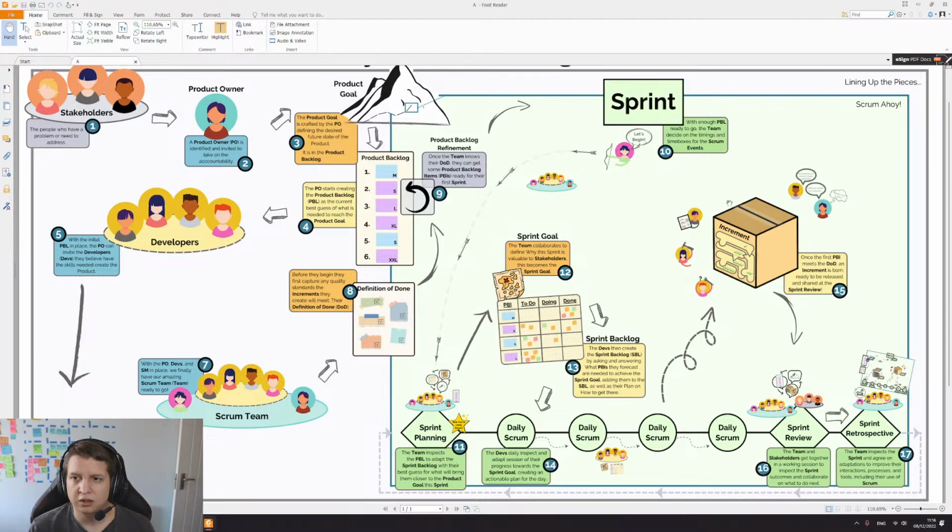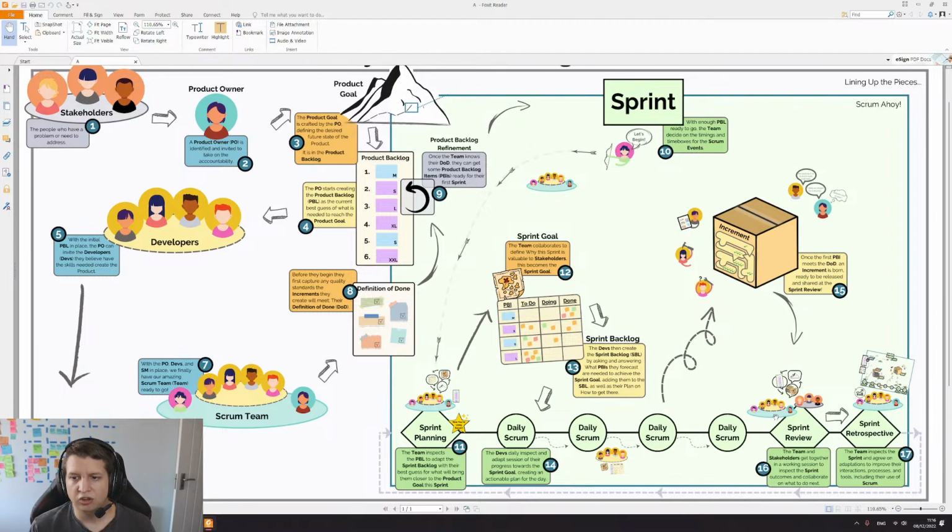However, once the first increment is created, any subsequent increments need to not just meet the definition of done, but also need to be successfully integrated with the existing increment without breaking it, which probably means that any work you've done before in the increment needs to meet the definition of done again once you put them all together.